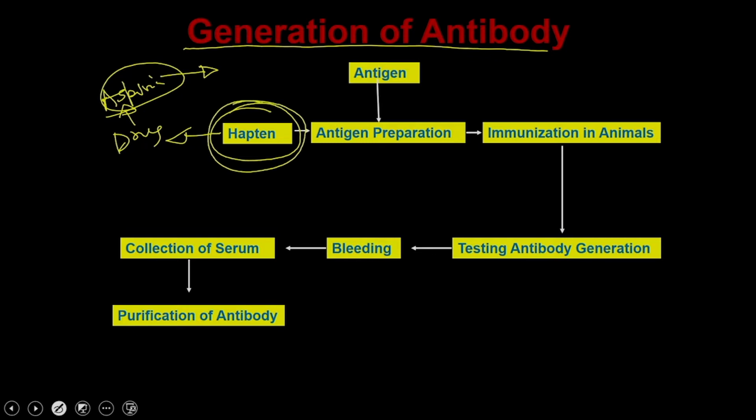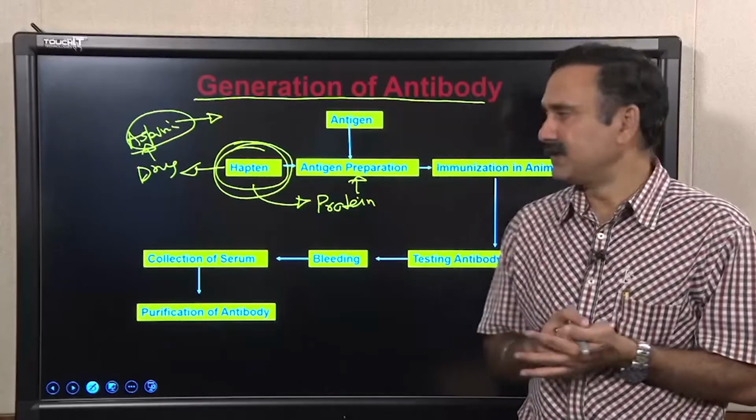In those cases, you are going to convert a hapten into an immunogen simply by coupling it to a protein. Because of that, the hapten is converted into an immunogenic molecule, and that complex can then be used as an antigen to immunize the animals.